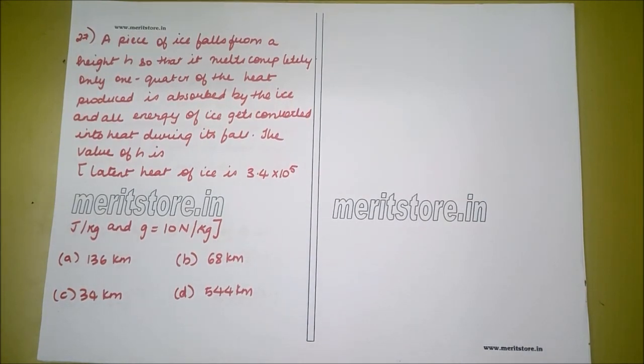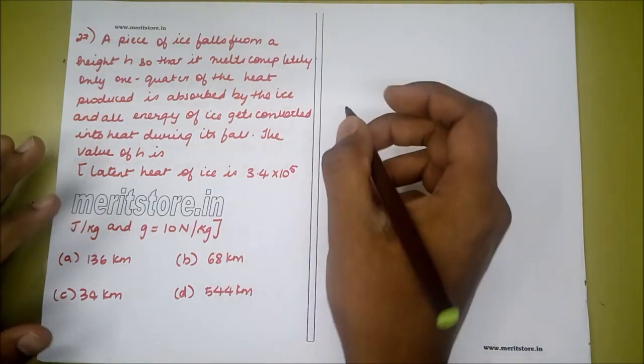A piece of ice falls from a height h so that it melts completely. Only 1/4 of the heat produced is absorbed by the ice, and all the energy of the ice gets converted into heat during its fall. The value of h is? The latent heat of ice is given as 3.4 into 10 raised to 5 joule per kg, and the acceleration due to gravity g is given as 10 newtons per kg. The options given are 136 kilometers, 68 kilometers, 34 kilometers, and 544 kilometers.